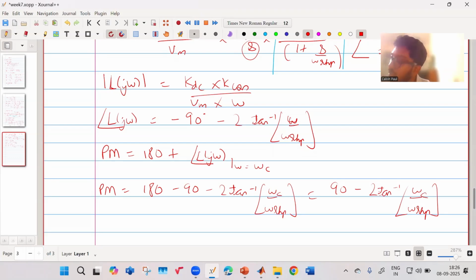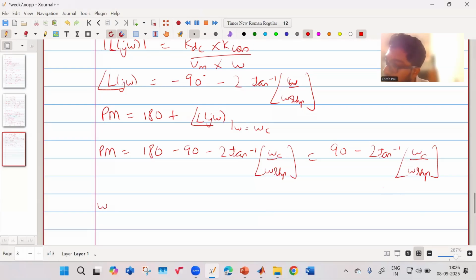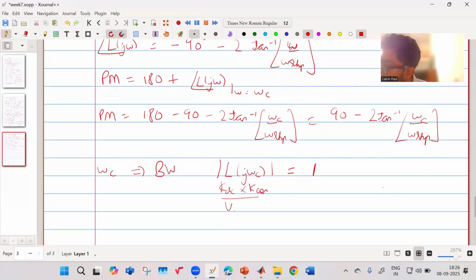Now, how do we select our omega C? So omega C comes from our bandwidth, what bandwidth we want. And when the magnitude of L j omega C crosses 1, the value becomes 1. That would mean KDC into K controller upon Vm into omega C is 1. So from this, you get your expression of omega C equal to KDC into K controller upon Vm.